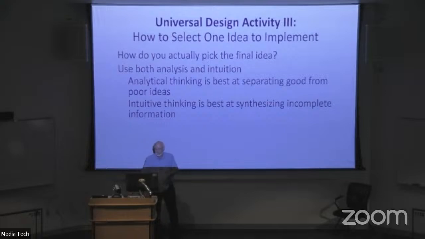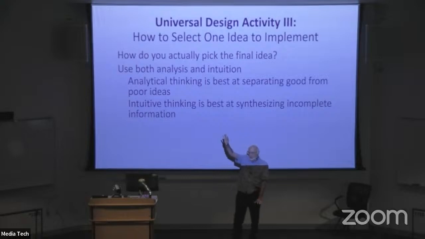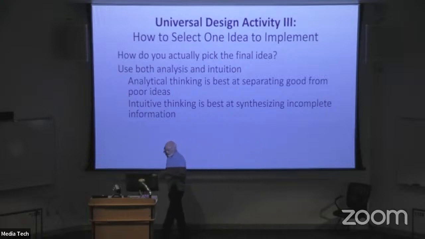It turns out intuitive thinking is best at making that final decision. Once you've separated out the good stuff from the bad stuff, our intuitive thinking is better at integrating and synthesizing incomplete information. We actually all can make very good intuitive decisions based on incomplete, limited information because our intuitive thinking mode is very good at doing that. So we need both. Intuitive thinking is very good at synthesizing and making that final decision. We balance the constraints.